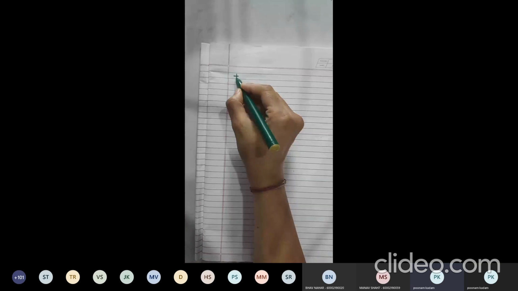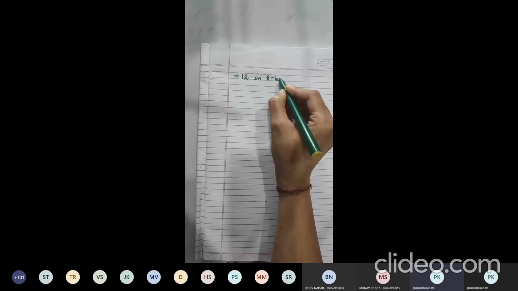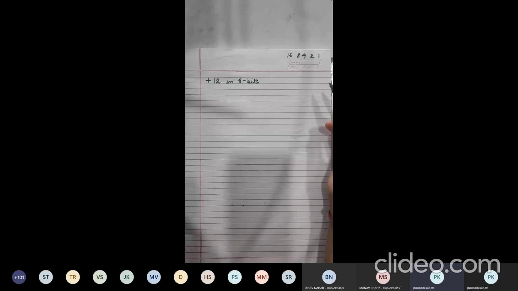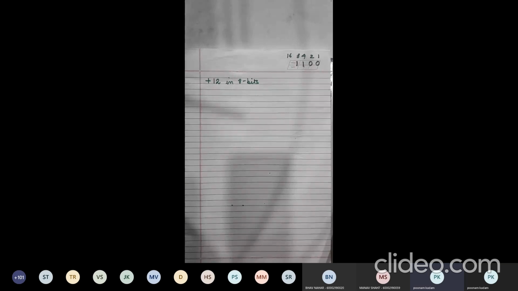Let's say plus 12 in 8 bits. Let's see how to write plus 12 using 8 bits. You know how to write plus 12 in straight binary form. We know that the weights of a binary number are 1, 2, 4, 8, 16, 32 like that. If you want to write 12, we'll put 1 under 8. So 12 minus 8 is 4. Then we'll write 1 under 4, and at the rest of the places we'll put 0. So 1100 is 12 in binary, right?